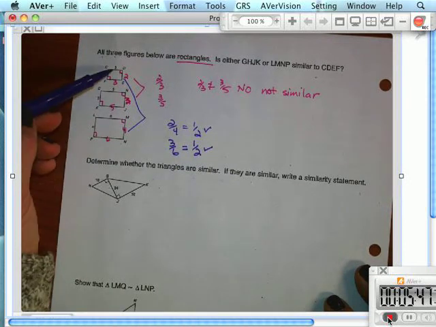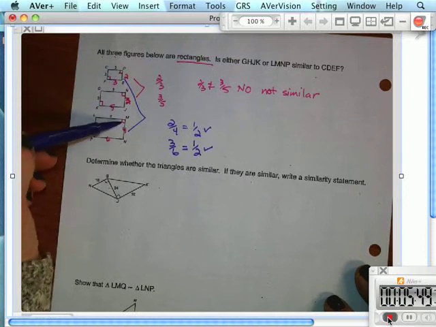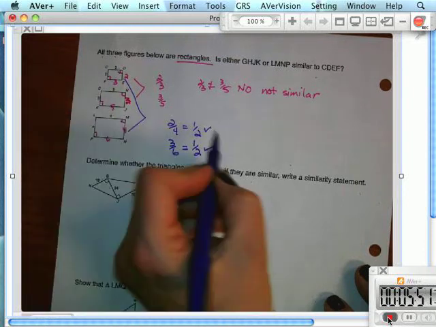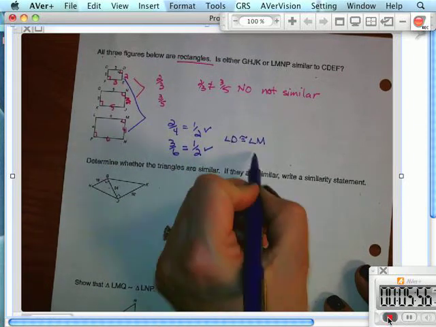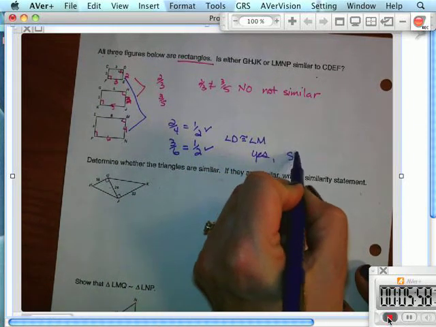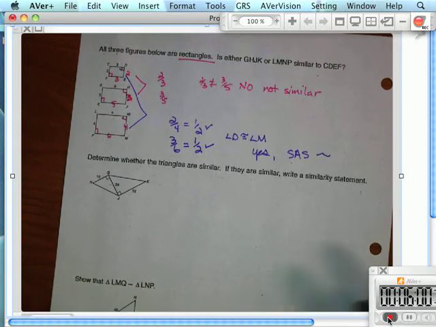And these sides have an angle that's congruent between them. Angle D is congruent to angle M. So I can say yes based on the side angle side similarity. Checking the ratios, looking for angles that are congruent. Cool? Cool. Okay, this next one.